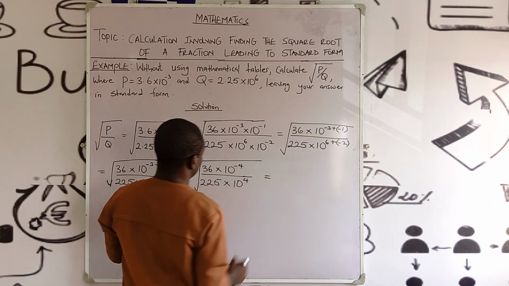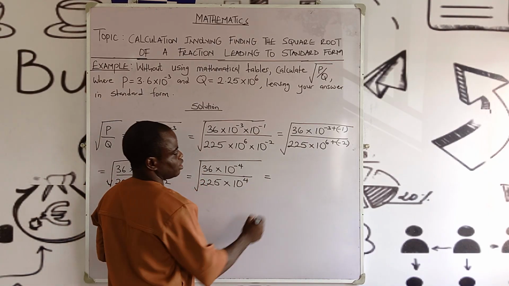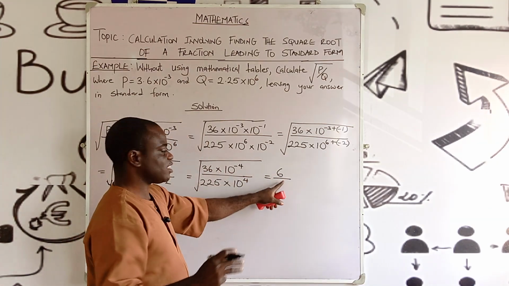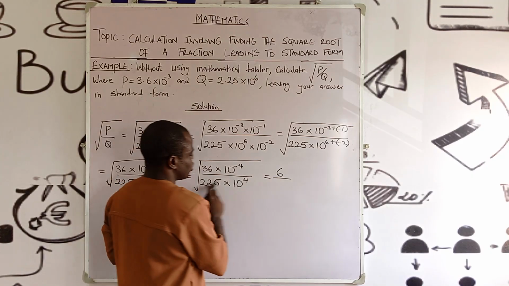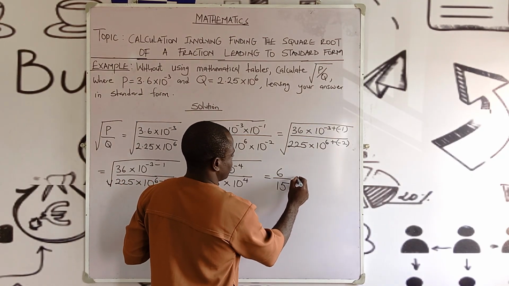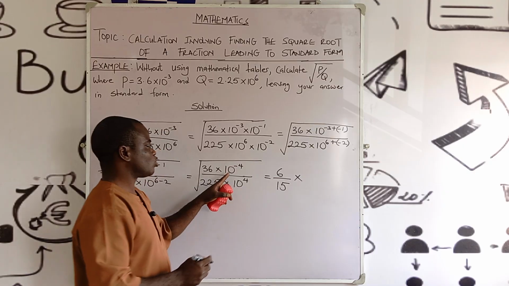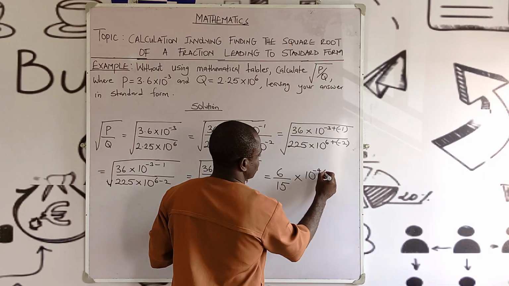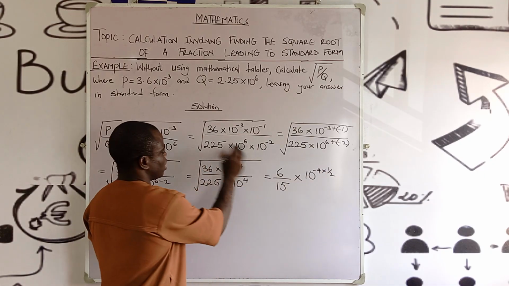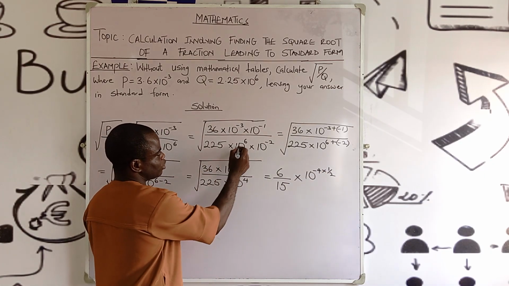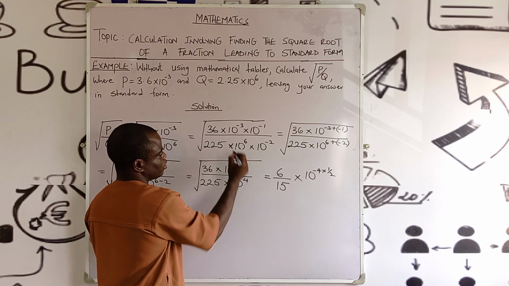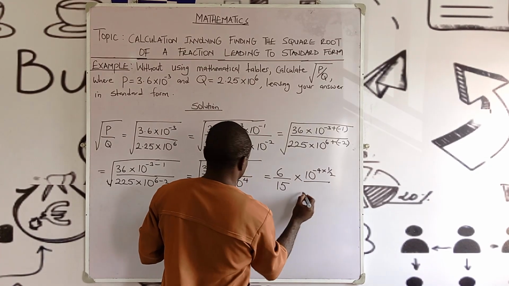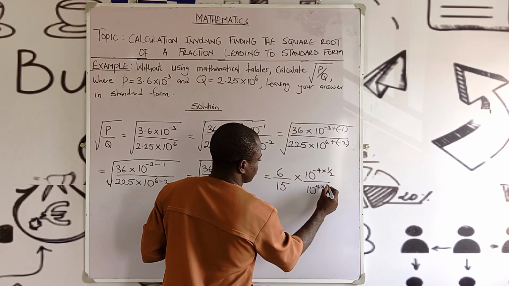Now, let's go for the square root. The square root of 36 is 6. That is what you can multiply twice, that gives us 36. The square root of 225 is 15. We are going to look for the square root of 10 to the power minus 4, which is 10 to the power minus 4 times half, because the square root covers the whole expression. Now you have it to be over 10 raised to the power 4 times half.